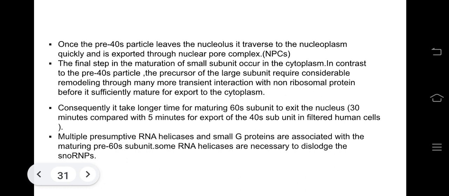In contrast to the pre-40S particle, the precursor of the large subunit requires considerable remodeling through many more transient interactions with non-ribosomal proteins before it is sufficiently mature to export to the cytoplasm. Consequently, it takes a longer time for the maturing 60S subunit to exit the nucleus, 30 minutes compared with 5 minutes for export of the 40S subunit in cultured human cells. Multiple presumptive RNA helicases and small G proteins are associated with the maturing pre-60S subunit. Some RNA helicases are necessary to disload the snoRNPs.